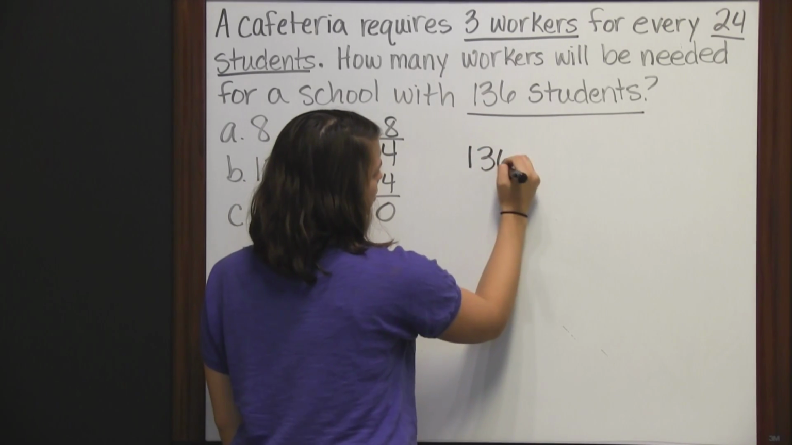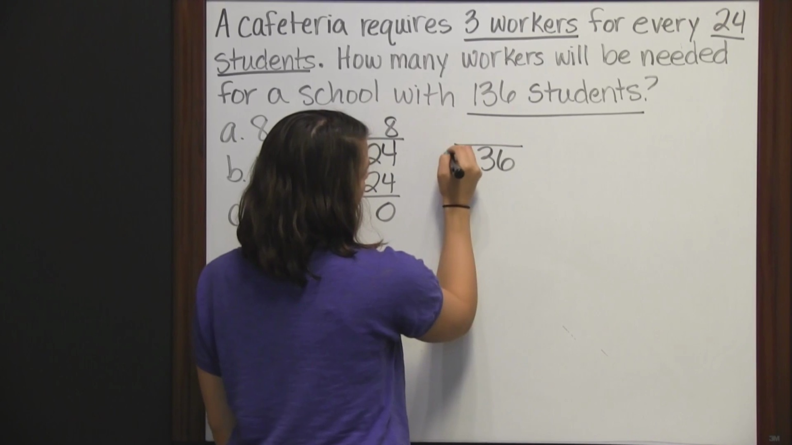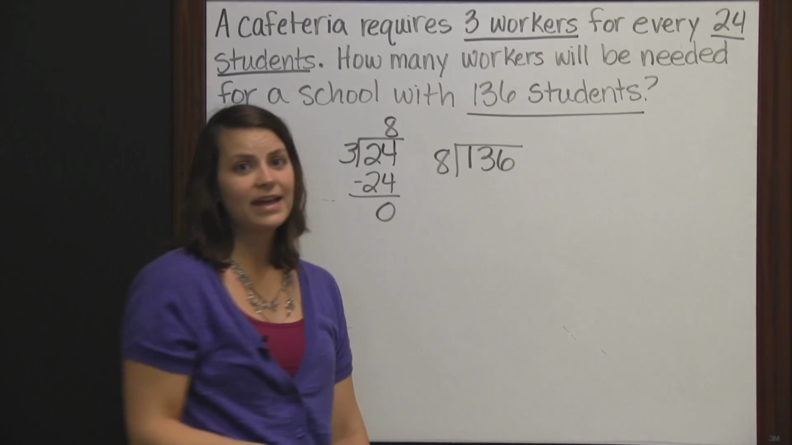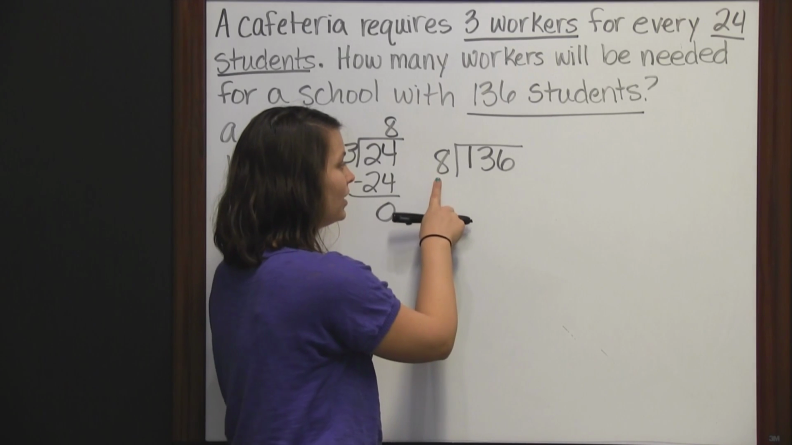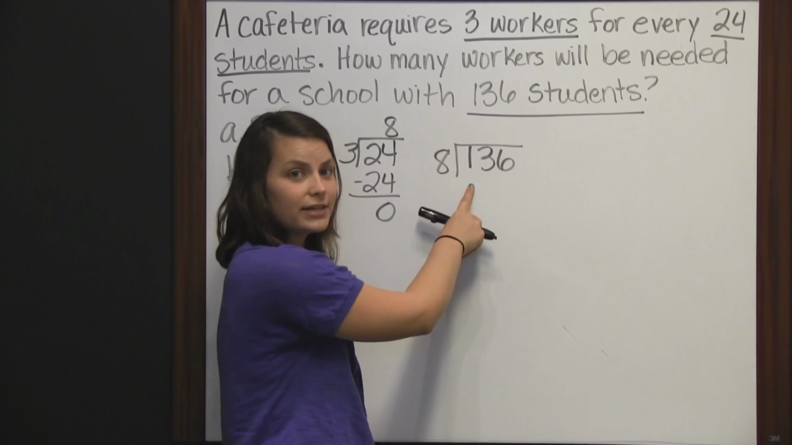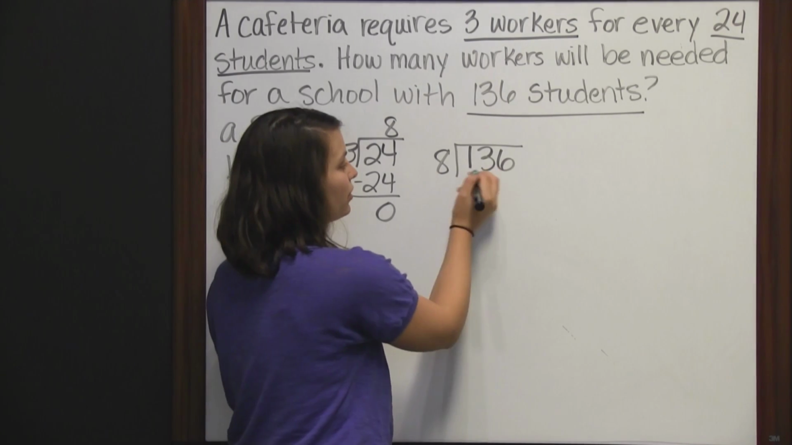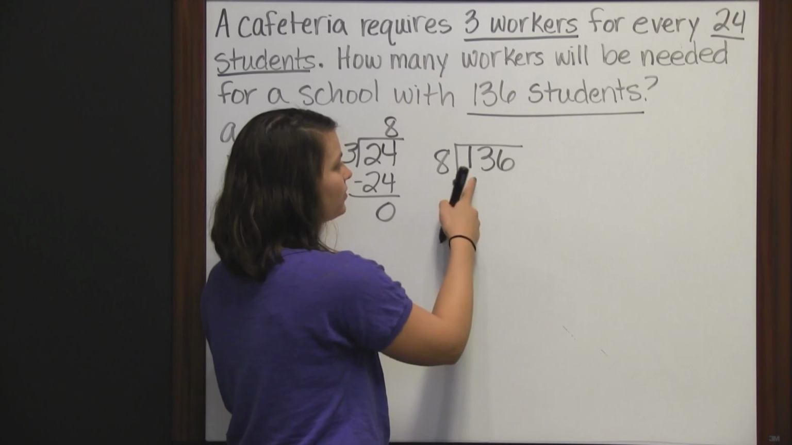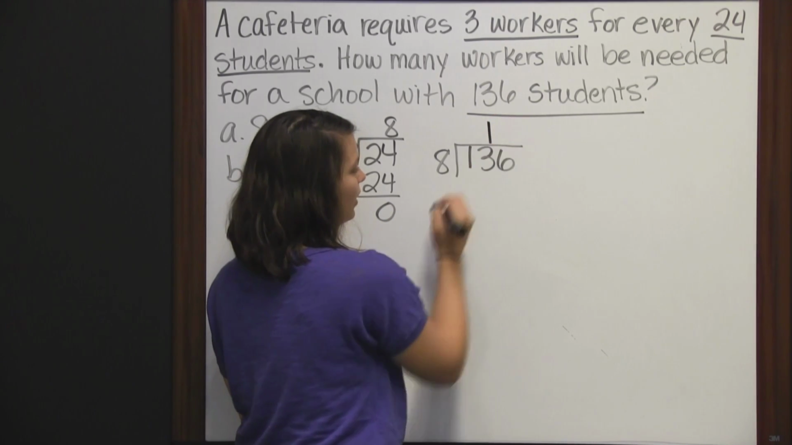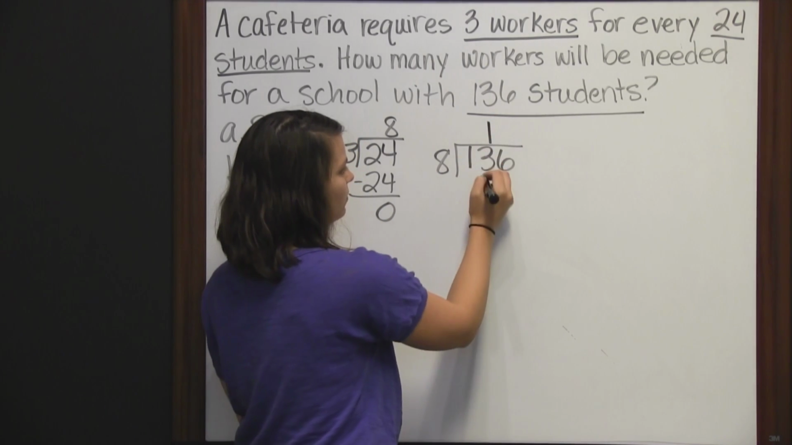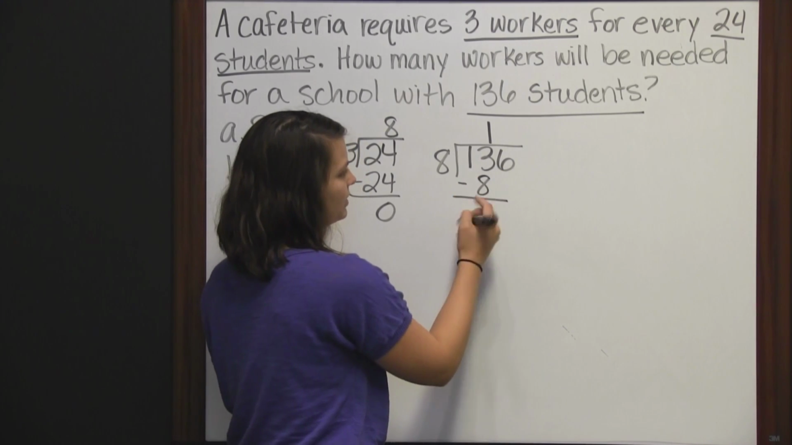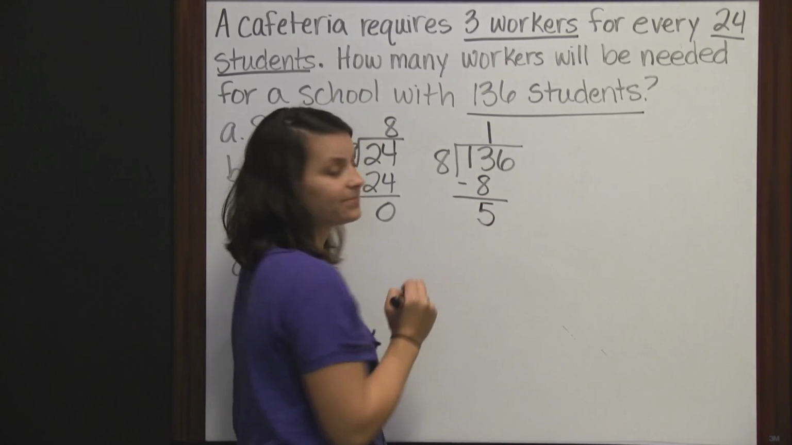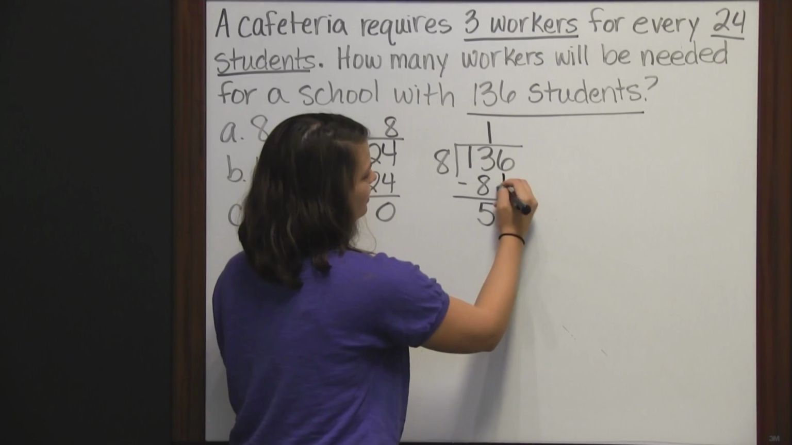So we take 136 students and divide it by 8 students to figure out how many workers we need. 8 does not go into 1, but it does go into 13. 8 goes into 13 1 time. 8 times 1 is 8, and when we subtract 13 minus 8, we get 5. Then we bring down our 6.